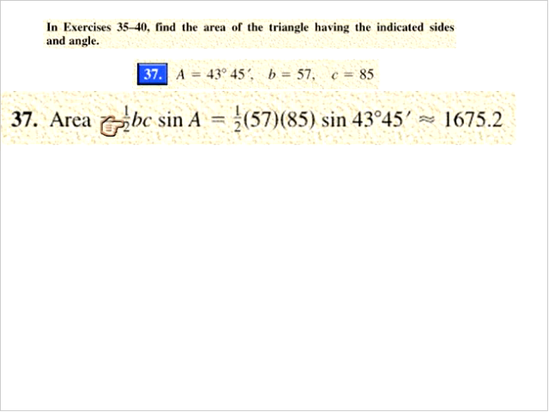So all we need to do is plug the information into our formula and then solve. Again, we can change this to a decimal if we want. 45 minutes over 60. So 45 divided by 60 is 0.75. So if we want to put that as a decimal, angle A is really 43.75 degrees. So you do have that option there for you. Putting that all in, the area of that triangle is actually 1,675.2 units squared.